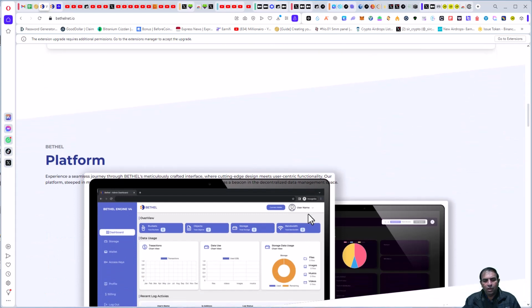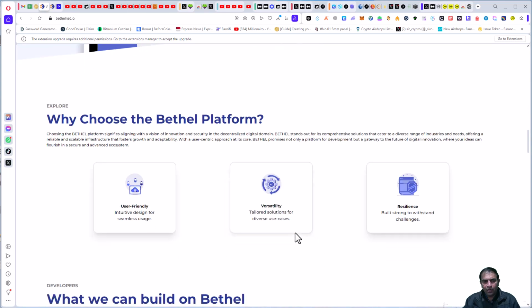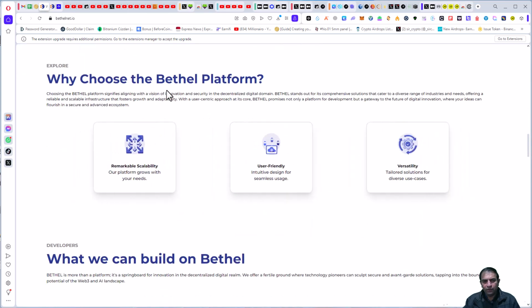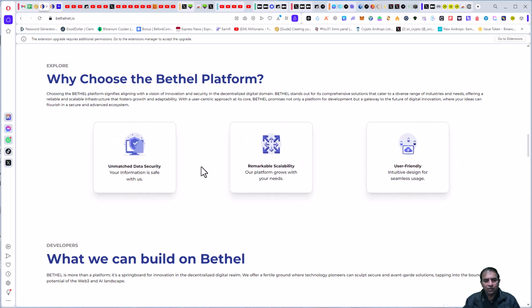digital landscape. You can check out the platform interface as you can see, and why you should choose the BETHEL platform. Choosing the BETHEL platform signifies aligning with a vision of innovation and security in the decentralized digital domain. BETHEL stands out for its comprehensive solutions that cater to a diverse range of industries and needs, offering a reliable and scalable infrastructure that fosters growth and adaptability with a user-centric approach.